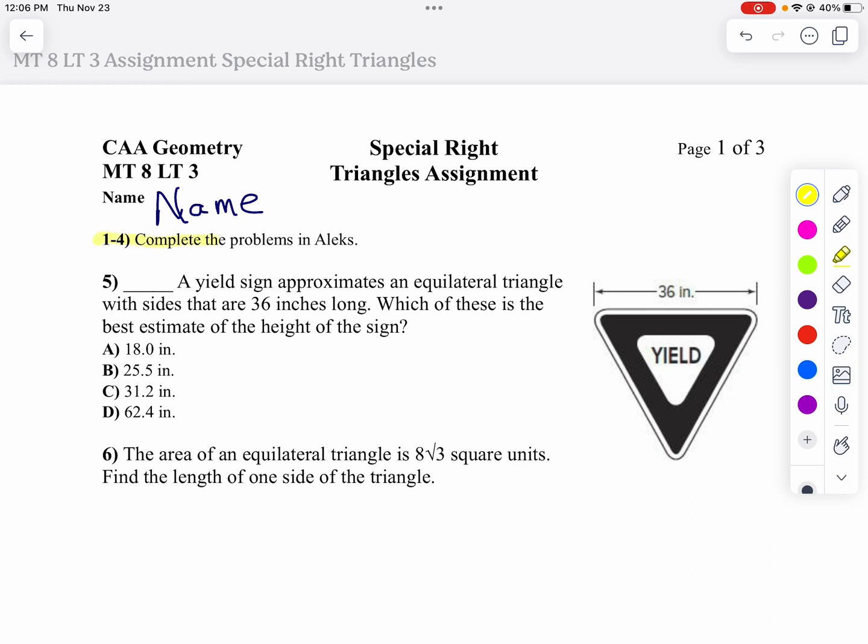Do the first four questions on Alex, and then work on your paper assignment, or vice versa. It doesn't really matter, but make sure you do those first four at some point.